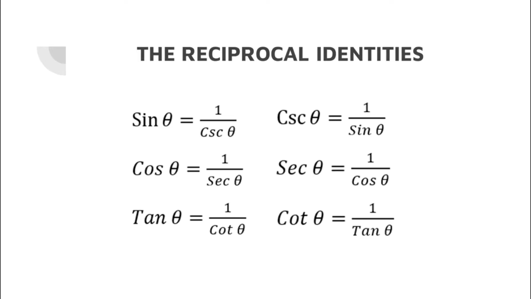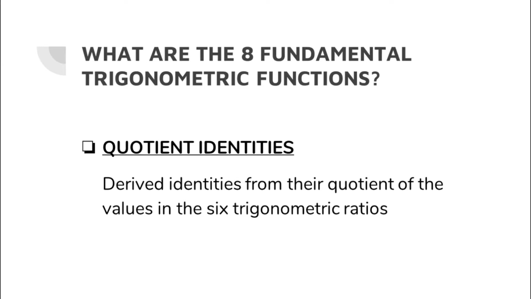Here is the list of the reciprocal identities. Sine theta is equal to 1 over cosecant theta. Cosine theta is equal to 1 over secant theta. Tangent theta is equal to 1 over cotangent theta. Cosecant theta is equal to 1 over sine theta. Secant theta is equal to 1 over cosine theta. And cotangent theta is equal to 1 over tangent theta.